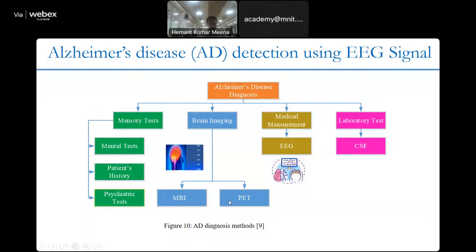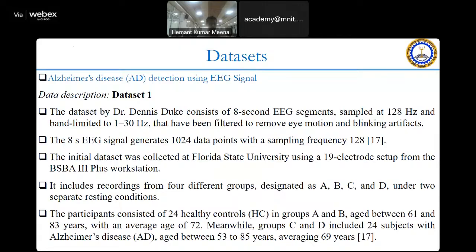Mental state, patient history, MRI brain imaging and PET. One of my students, Suman, is working on this, so we will also discuss the GSP role in brain imaging. Why is this diagram here? Because Alzheimer's can be detected through many things. It can be through a memory test, through brain imaging, through EEG, or through the CSF test. So these are the datasets for Alzheimer's disease detection.